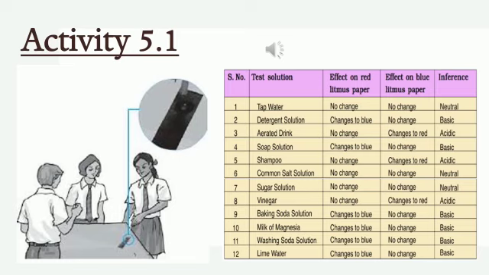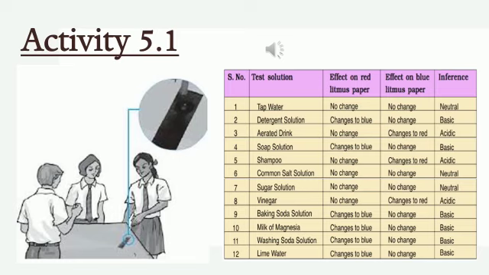So there is no change. Even on the blue litmus paper, there is no change. That means it is neutral. And even sugar solution, it is neutral. There is no change in case of red litmus paper also, as well as blue litmus paper also.